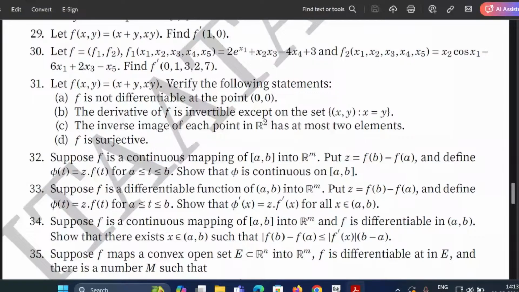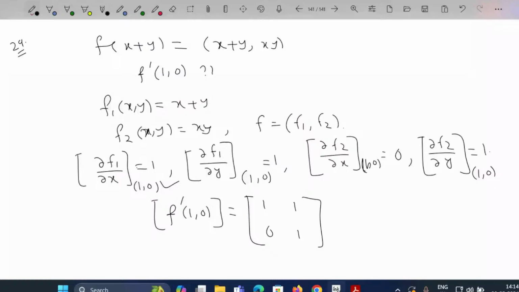Now it's not there in this question, but can you tell me whether F'(0, 0) is an invertible function or not? Will it be invertible? No, it will not be invertible. What will be the matrix? You see that we calculated for (1, 0) it is 1 1 0 1, and for (0, 0) it will be 1 1 0 0. So that will not be an invertible matrix. So the first statement is an incorrect statement.